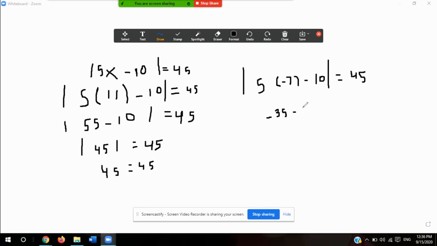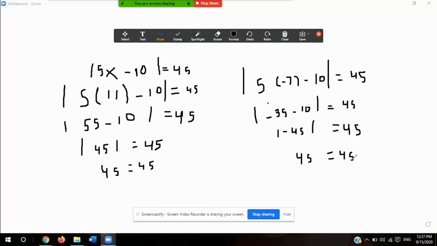minus 10. And remember that when you're subtracting a positive number, you're actually adding the opposite. So that would be the same thing as saying negative 35 plus negative 10, which equals negative 45. Again, whenever you're subtracting a positive, you're adding the opposite. So I'm going to add the opposite of 10, which is negative 10. And this is going to be negative 45. So I have the absolute value of negative 45. And of course, the absolute value of negative 45 is 45 because there cannot be a negative answer. And 45 equals 45. So that means that both answers that I got for the absolute value equation are correct.